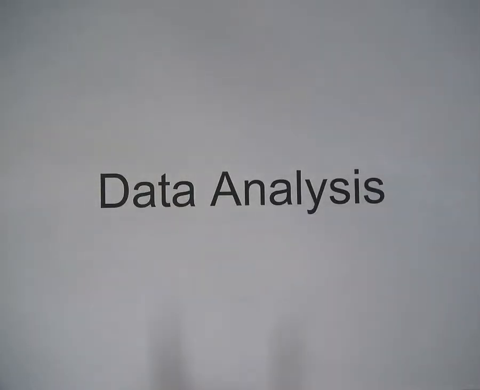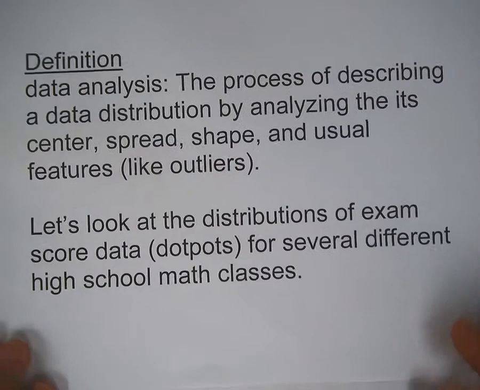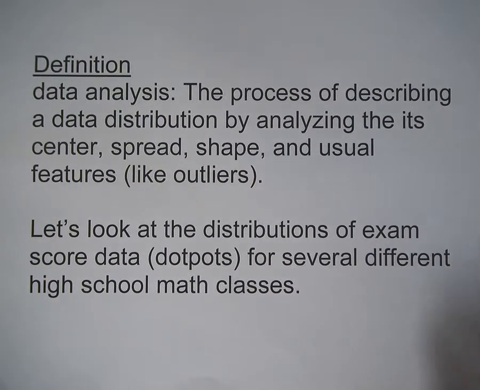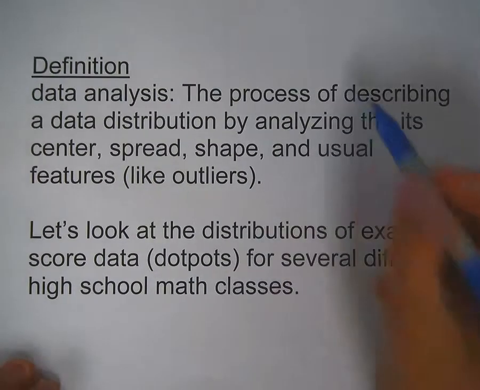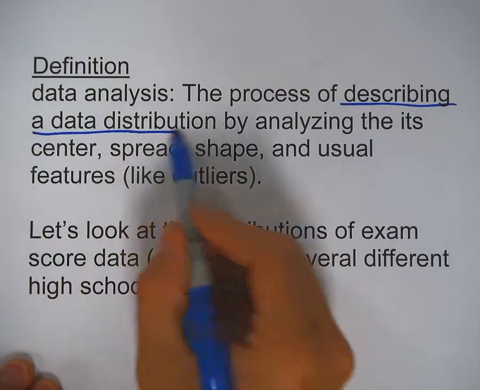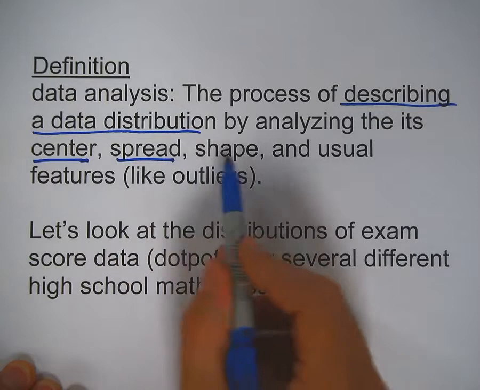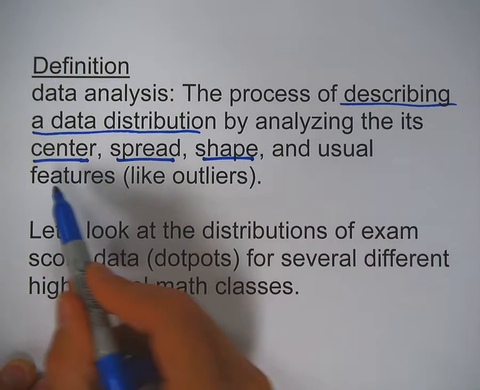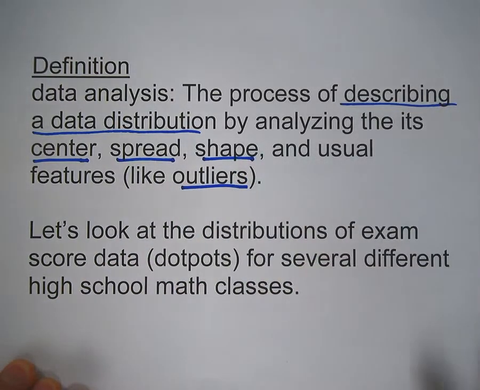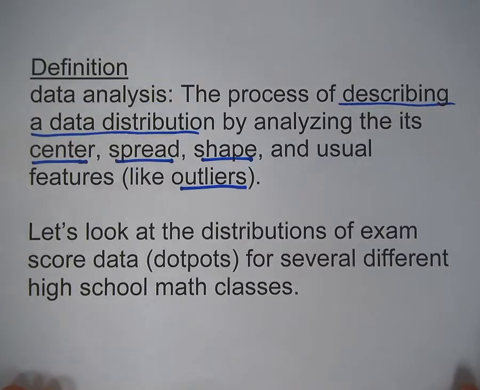Hi, this tutorial covers data analysis. So let's start with the definition. Data analysis is the process of describing a data distribution by analyzing its center, spread, shape, and unusual features. And today we're just going to concentrate on outliers.